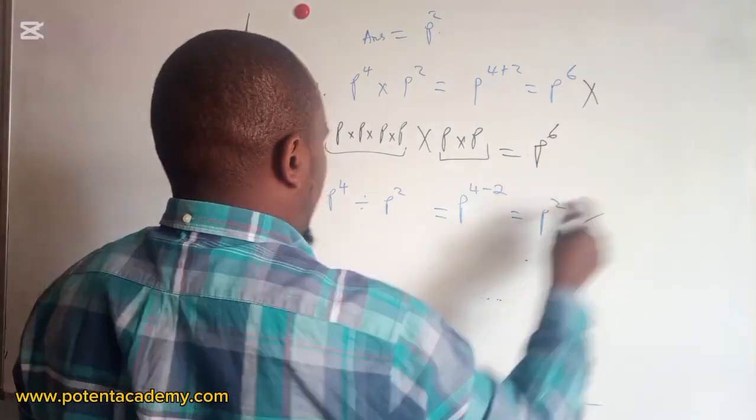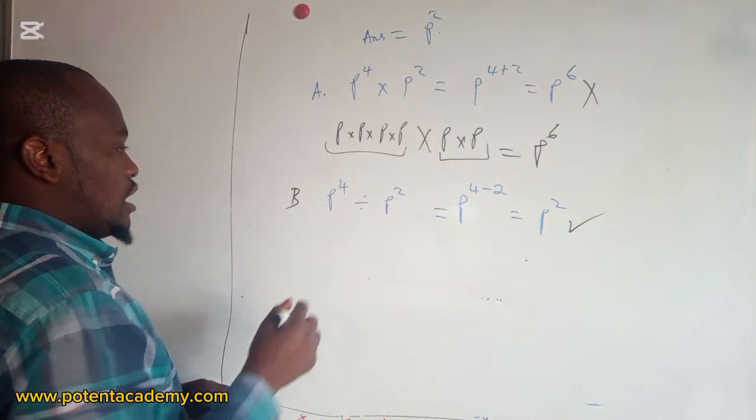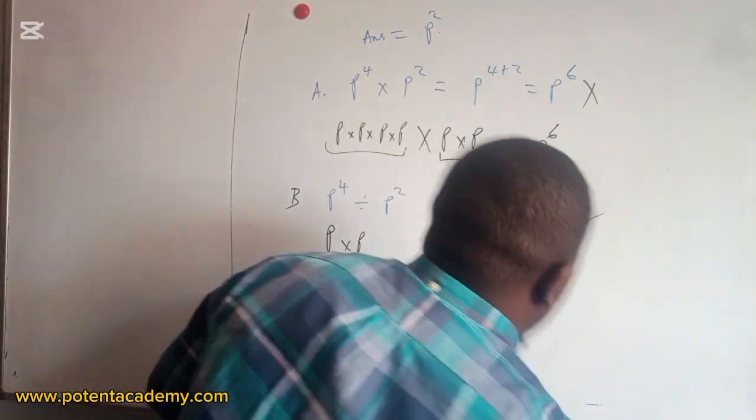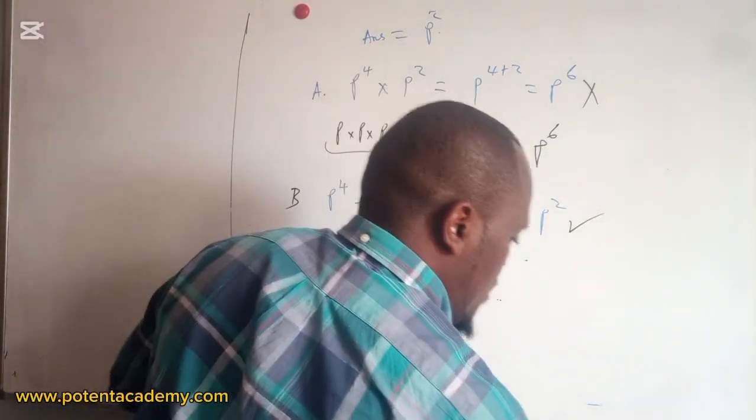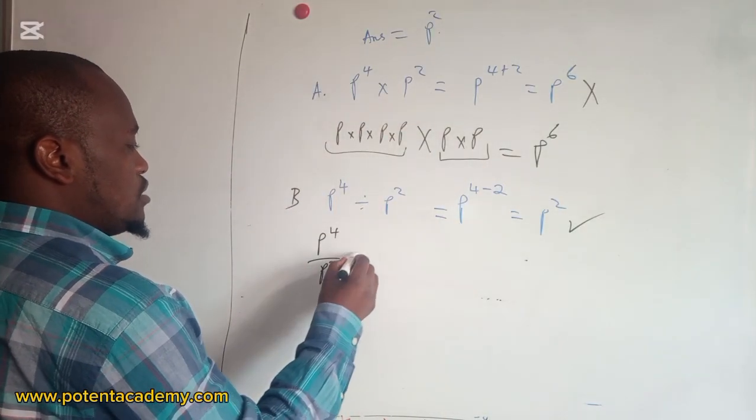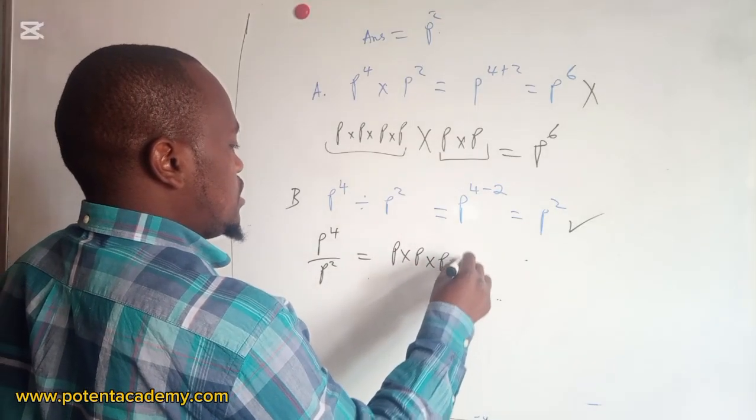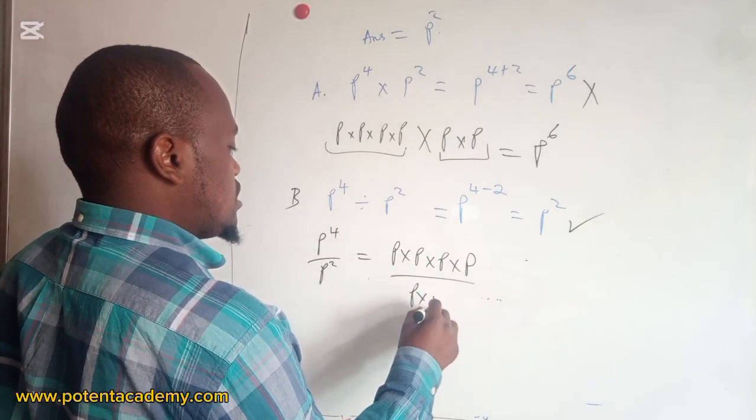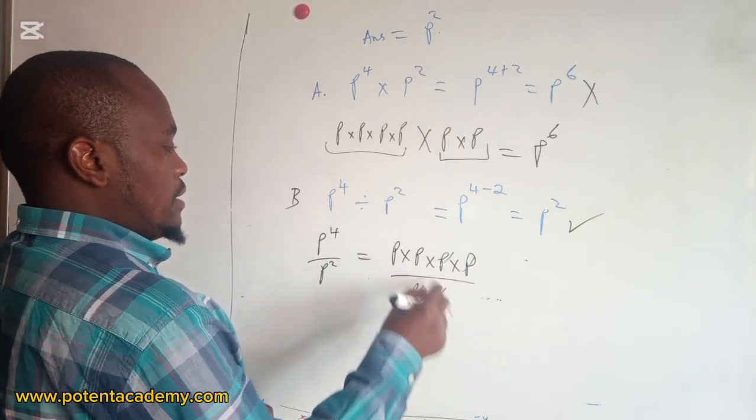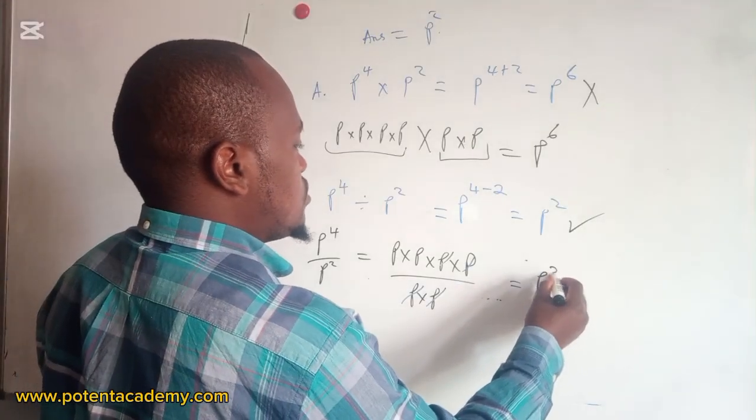Let me also demonstrate well. When you have p raised to 4 divided by p squared, it can be written as p times p times p times p over p times p. And then you would cancel p by p, by p, by p. And your answer there would be p raised to 2.